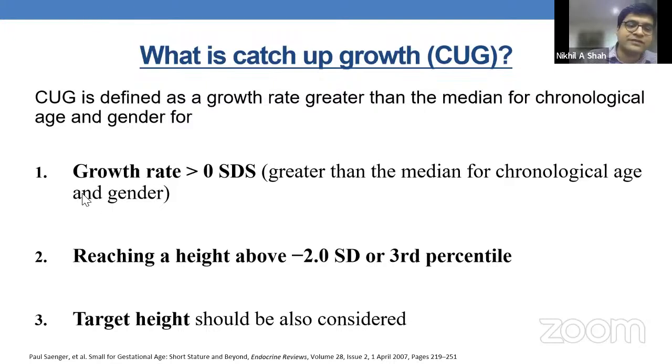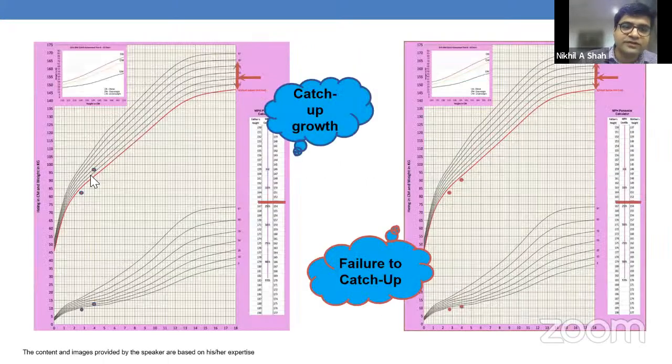So here is an example. On the left, you can see catch-up growth. Here we can see that the height has caught up. So this is a slide of catch-up growth. Here you can see our child, who is following the same trajectory. The child is below the 3rd percentile.